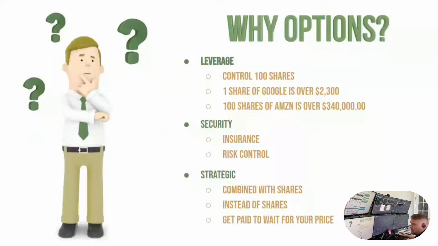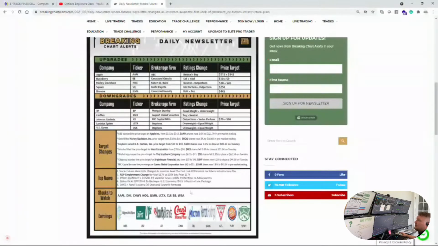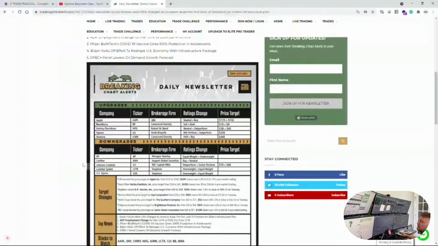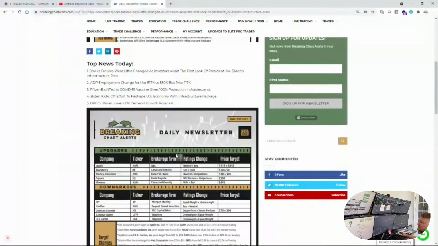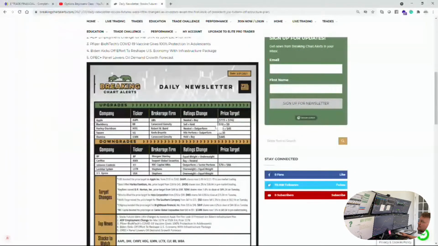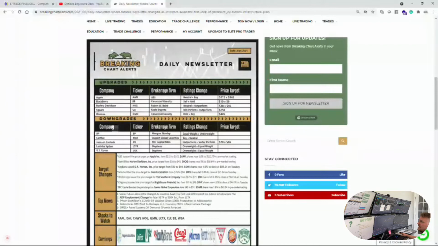So it's really important always to be looking at this and understanding why we're doing what we're doing. At Breaking Chart Alerts, all you have to do is go to that home page, go down to the newsletter, and you'll see the newsletter for that day. A lot of our members love to print that newsletter out, analyze each of these stocks they see here, and then the stocks to watch, follow our trade plan, and it's really simple.